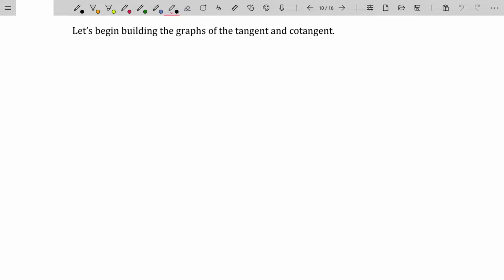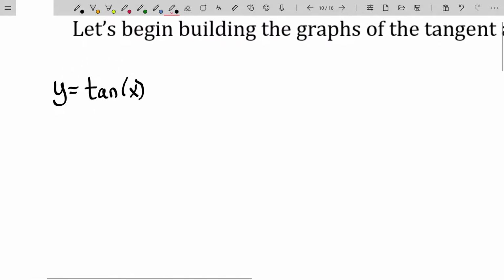So let's start with the easier of the two, the tangent graph. And this is also the most common of the two functions. So y is equal to tangent of x, because we're going to be graphing it. So we need an x-axis and a y-axis. And the way I'm going to graph this is I'm going to look at the graphs of the sine function and the cosine function, because that's exactly what the tangent is. It's the ratio of the sine to the cosine.